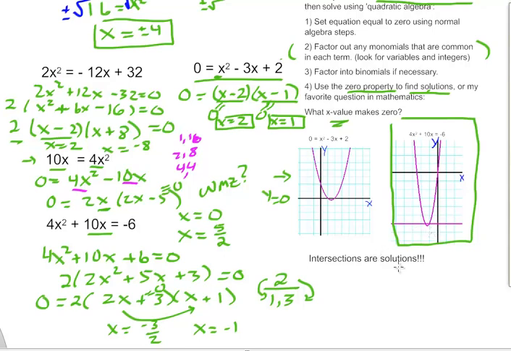It's a symmetry point. And that's really important that you always remember intersections are solutions. This is a huge lesson. I hope you play it again if you have to.